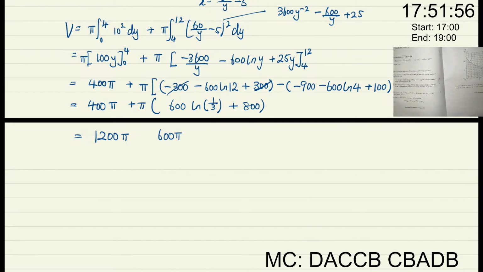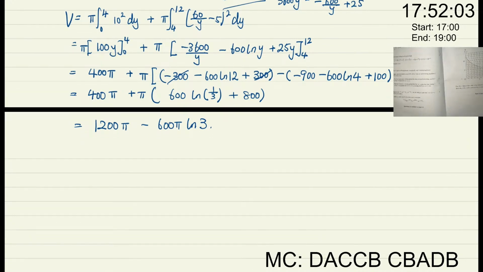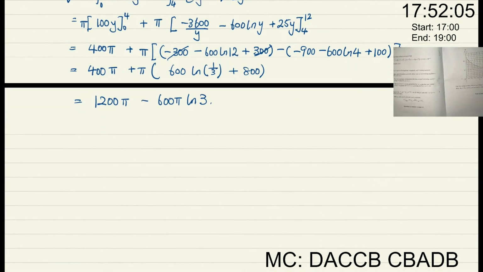And if you want to get fancy, you can put a minus sign there and go minus 600 pi ln 3. I can't see. But wouldn't the essential shape of the graph stay the same?